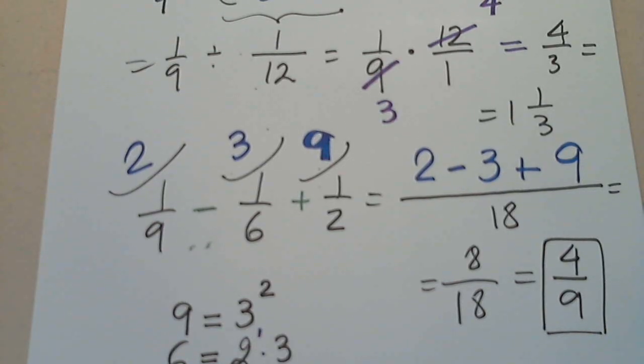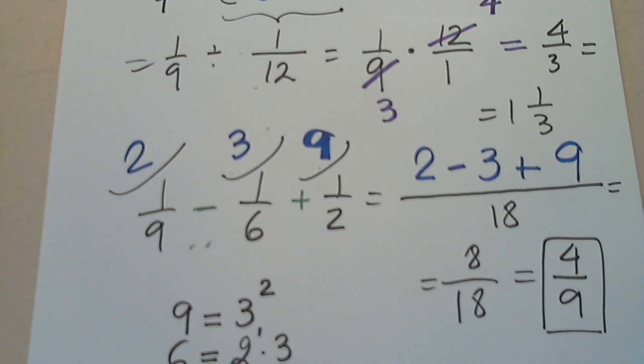Again, you can easily find whether the check is the same. How will you do that? Just to make sure that you're on the right track, I have 1 divided by 9, and I have minus 1 divided by 6, and then I have plus 0.5. Whatever I get, if it is not the same as 4 divided by 9, then I'm in big trouble. It has to be identical, and it is.